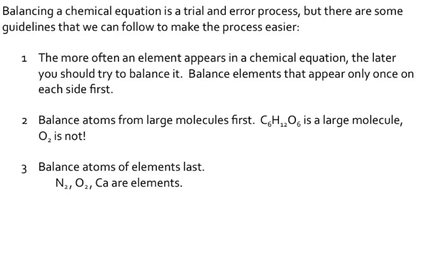Number 1, the more often an element appears, the later on you should try to balance it. Chances are that all the other elements that appear once or twice will help to balance off those elements that appear multiple times. Number 2, it's always best to balance large molecules first. Once we get those balanced off, the smaller ones are easy to deal with. And we always balance atoms of elements last. An element is just an element by itself. Because if we need to change the coefficient on an element, we can do that without changing the number of atoms of anything else.